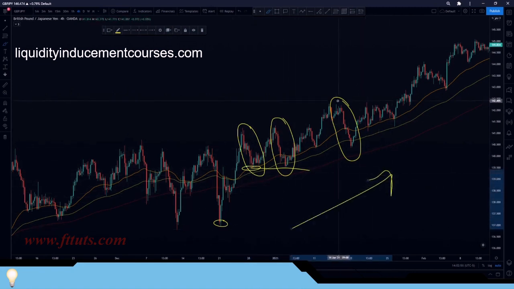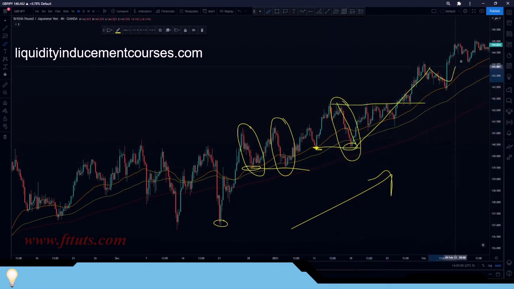Okay, now same idea over here. We know this is a swing low. We would expect price to respect this level to then continue and break this structure point, which it did, since we are in an uptrend.